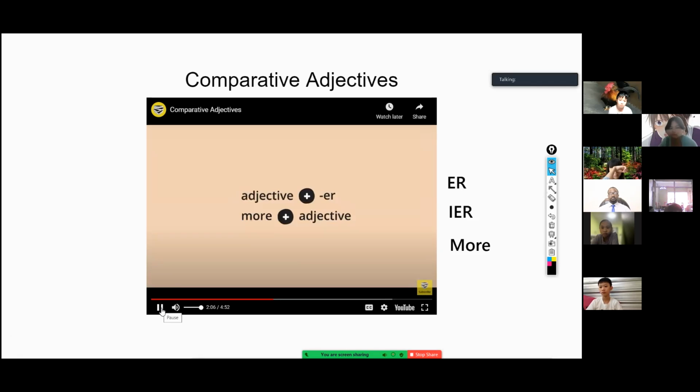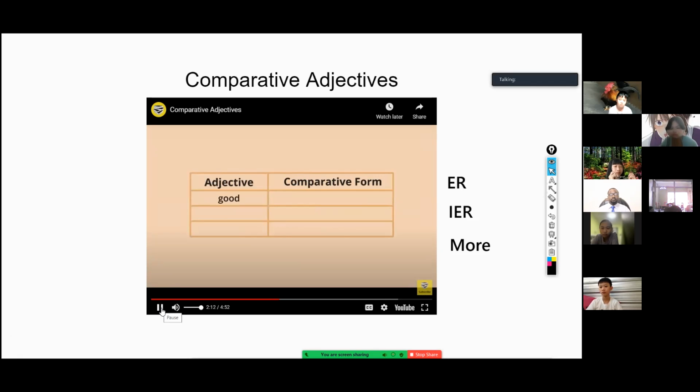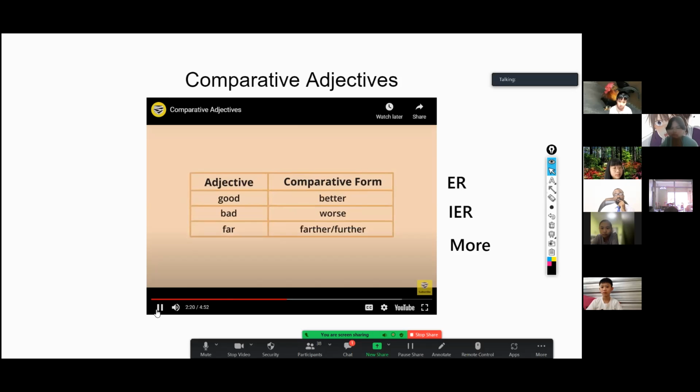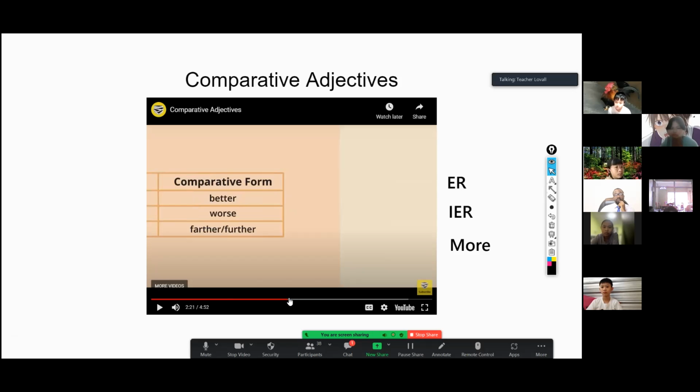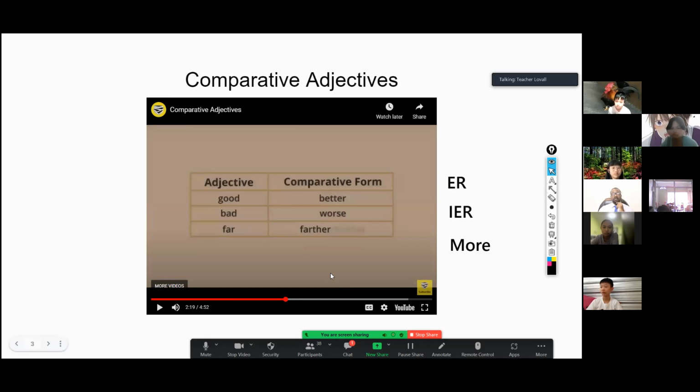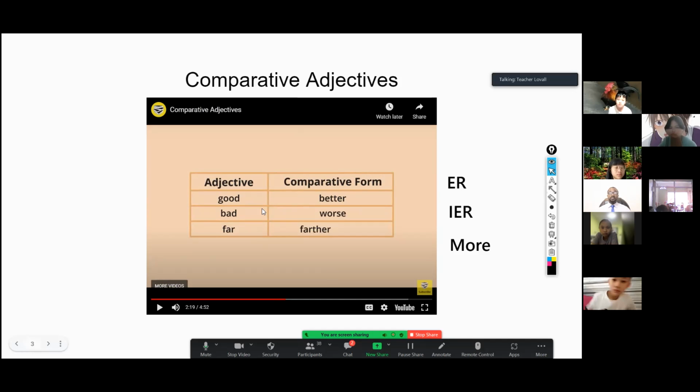Some comparative adjectives in English don't follow the usual rules. For example, the adjective good becomes better in the comparative form. Bad becomes worse, and far becomes farther or further. Okay, let's go back a little bit. All right, so this is the exception. Some words don't add er or ier or more, they change to a completely different word. For example, good becomes better, bad becomes worse, far becomes farther or further.